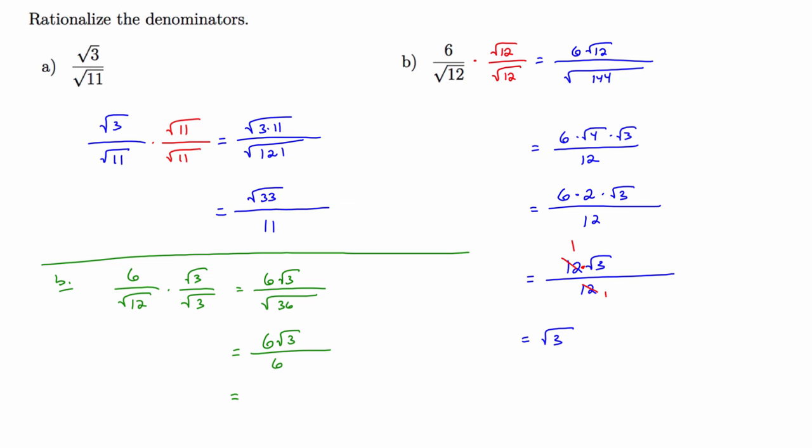In this case, we have 6 root 3 over 6. Again, the 6 over 6 does cancel to make 1 over 1, because that 6 in the numerator was connected by multiplication, and we do reduce down to the same value, root 3.